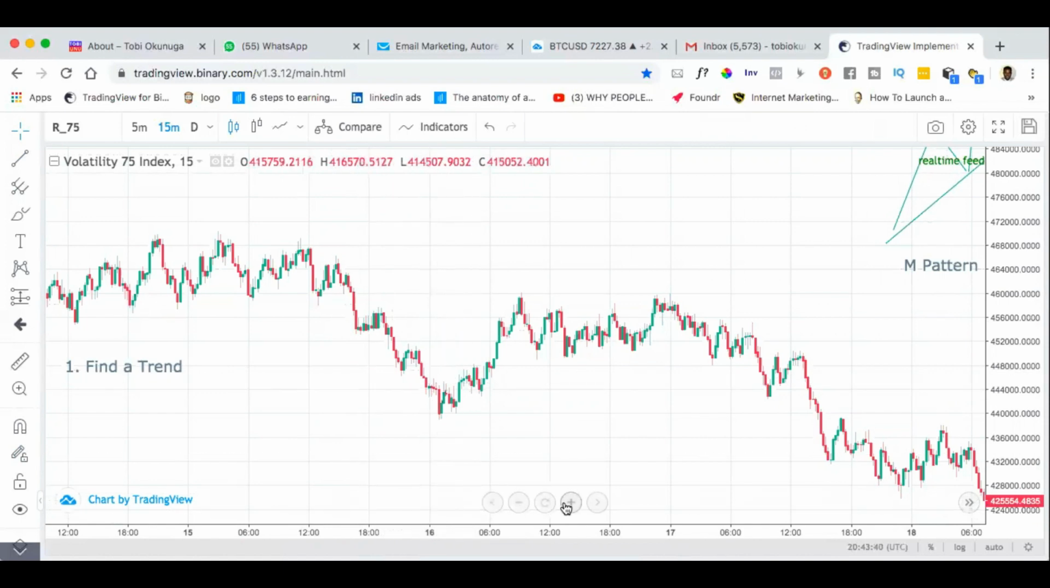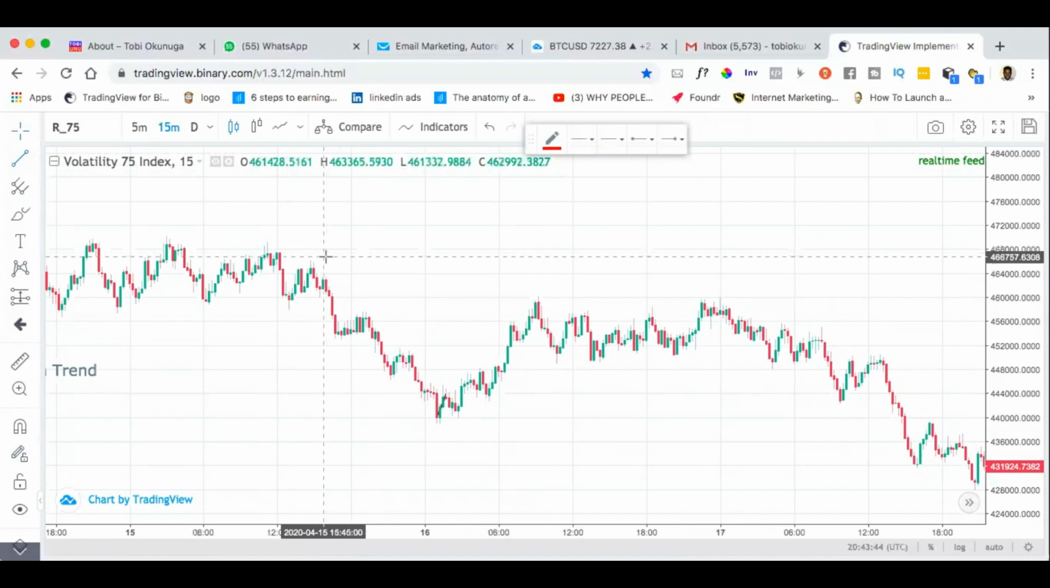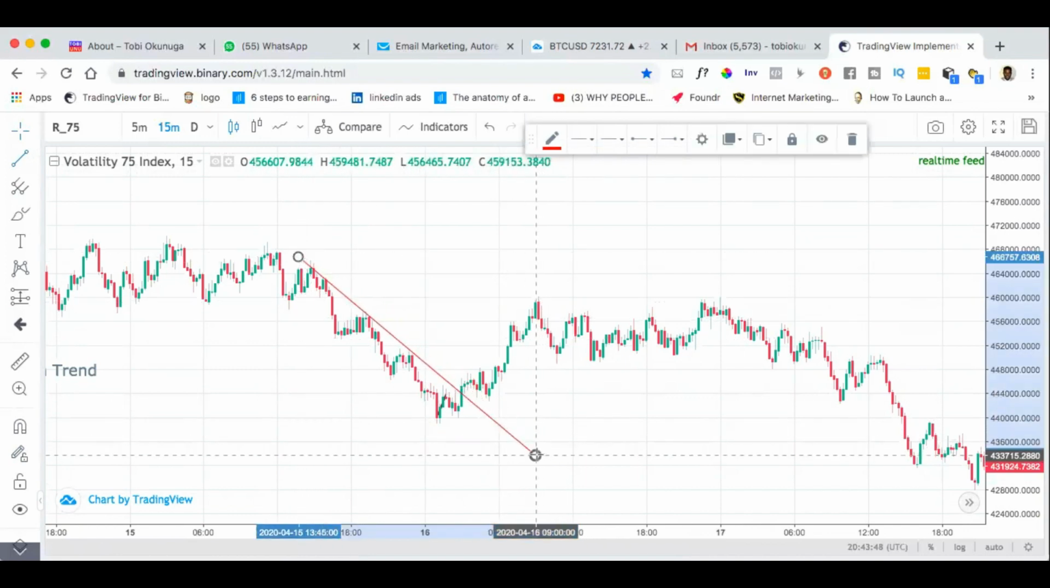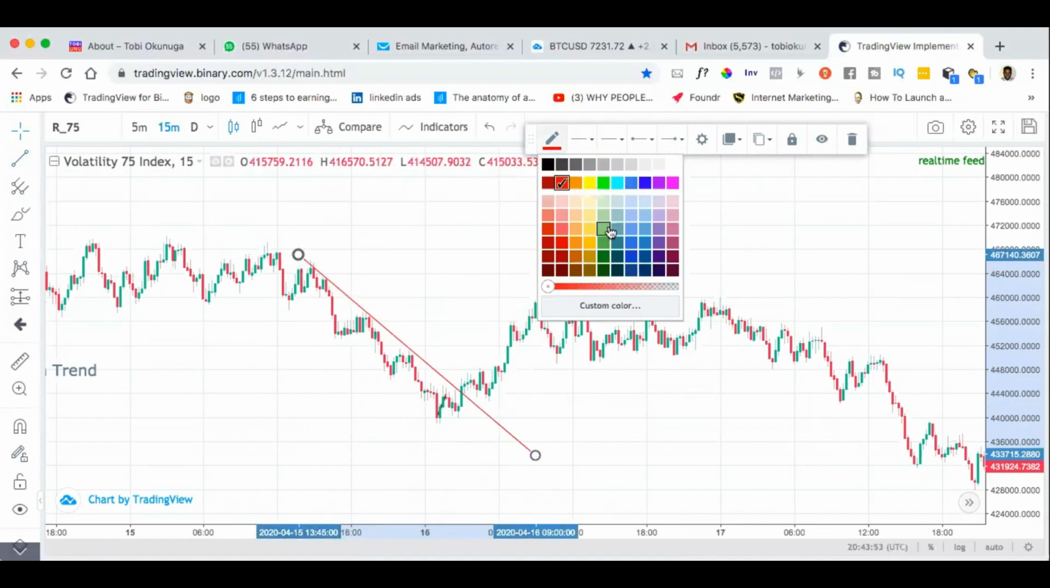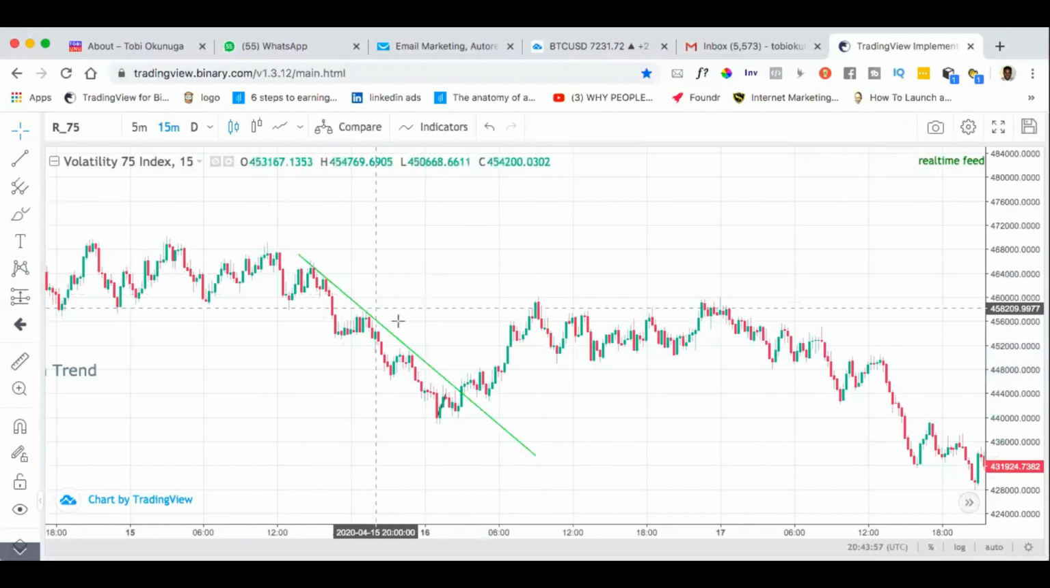So what will I do? Let me just draw my trend line. Okay, so I'll draw my trend line over here. So this is my trend line, guys. Let me make this green. Okay, so this is my valid trend line for this particular trend.